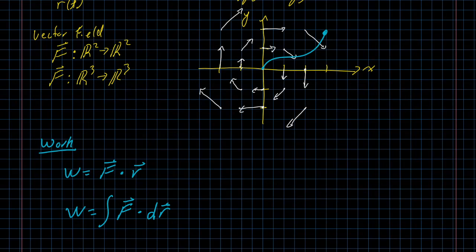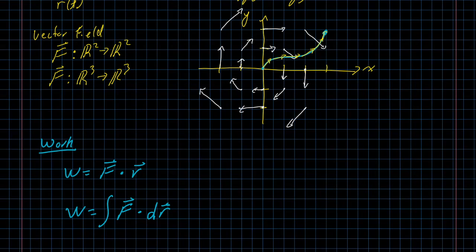We can take that motion and break it up into a whole bunch of tiny little coordinates and talk about how things move on each of those tiny little pieces. We'll call each of those little pieces some dr, for the total motion being r, and then we'll add them all together to get the total amount of work done.